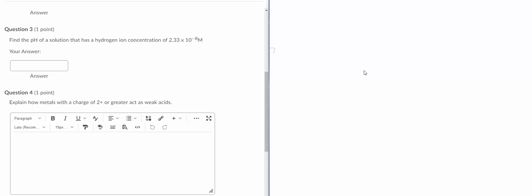Number 3, I'm going to find the pH of a solution that has a hydrogen ion concentration. So I'm told the hydrogen ion concentration is 2.33 times 10 to the negative 8 molar. So to find the pH of a solution, we need to take the negative log of the hydrogen ion concentration.